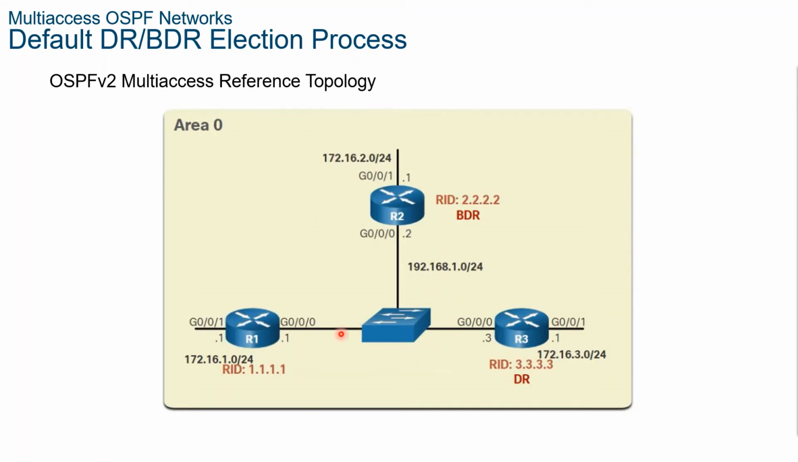Now, OSPFv2 DR and BDR elections are not preemptive. If a new router with a higher priority or higher router ID is added to the network after the DR and BDR election, the newly added router does not take over the DR or BDR role. This is because those roles have already been assigned. The addition of the new router does not initiate a new election process.